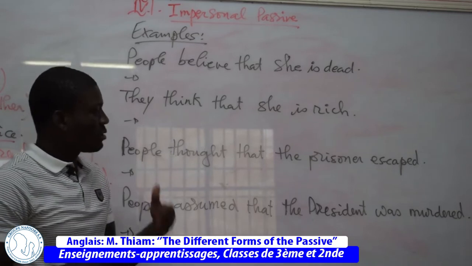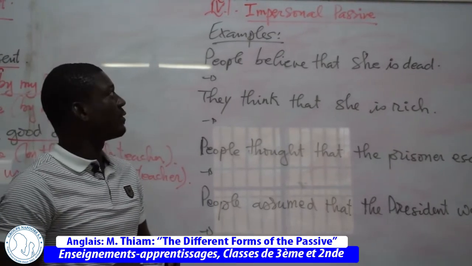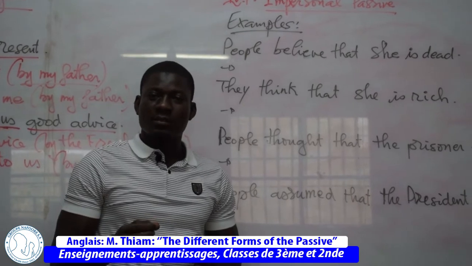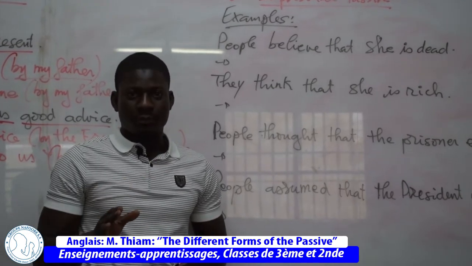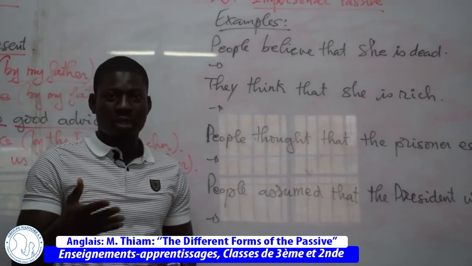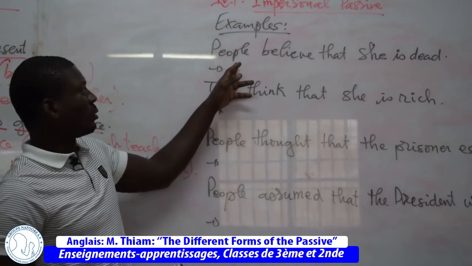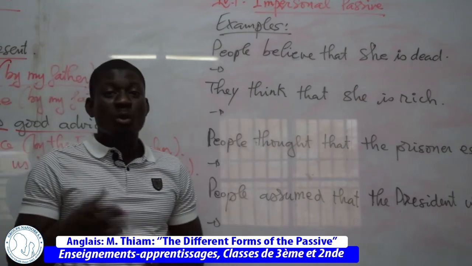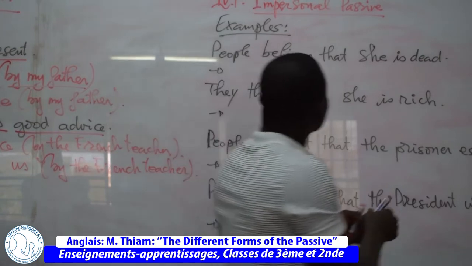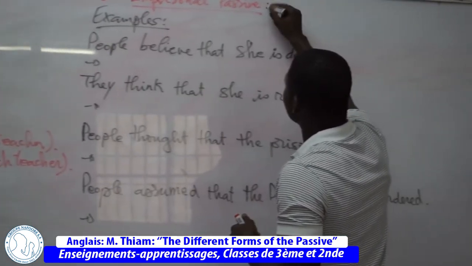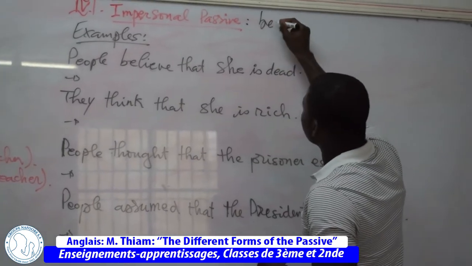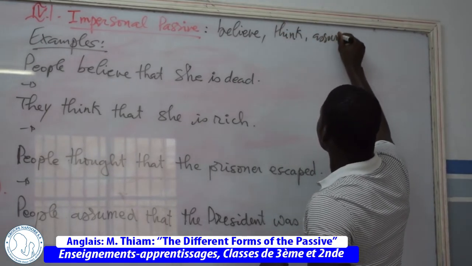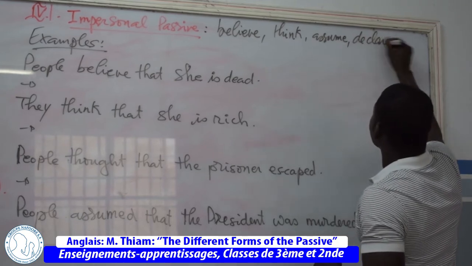Now, let me explain to you a little bit what impersonal passive means. Okay? When we talk about impersonal passive, it means that we don't know who the speech is from, meaning we don't know who the sentence is from. People, okay, there is no precision, so we don't know who it is about. And the most usual verbs are believe, think, assume, declare, okay?